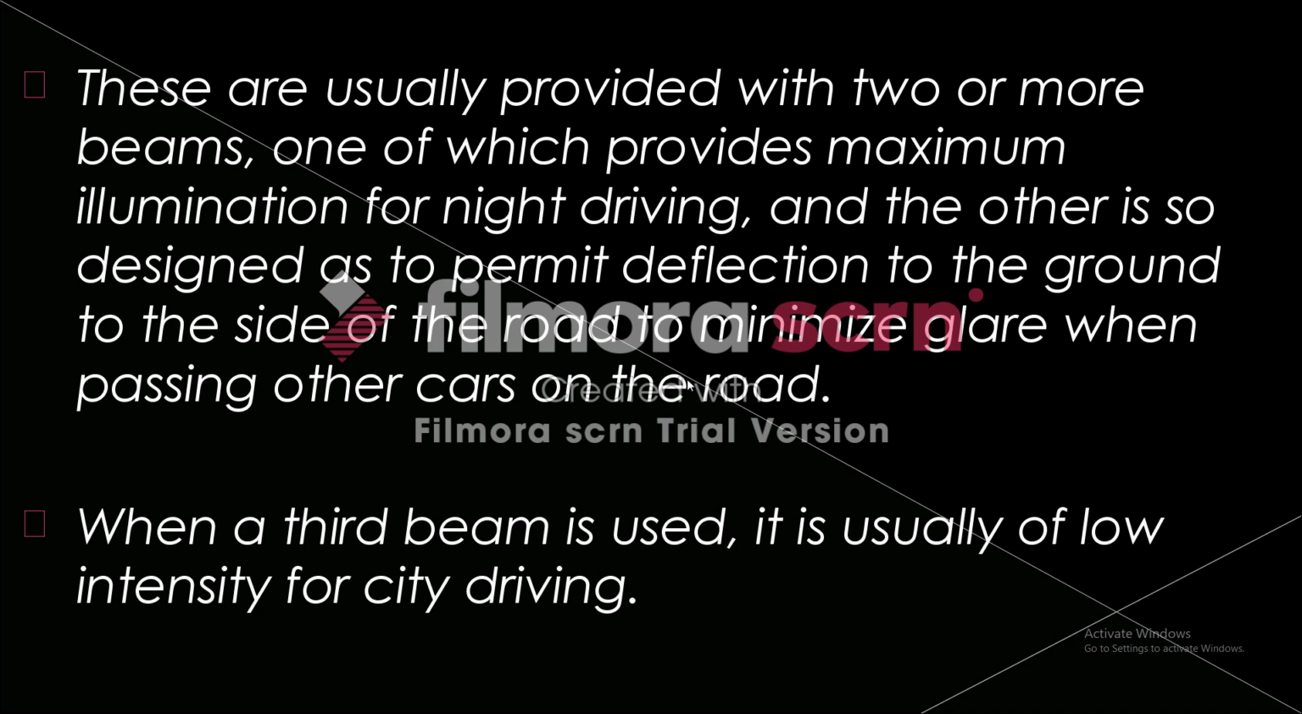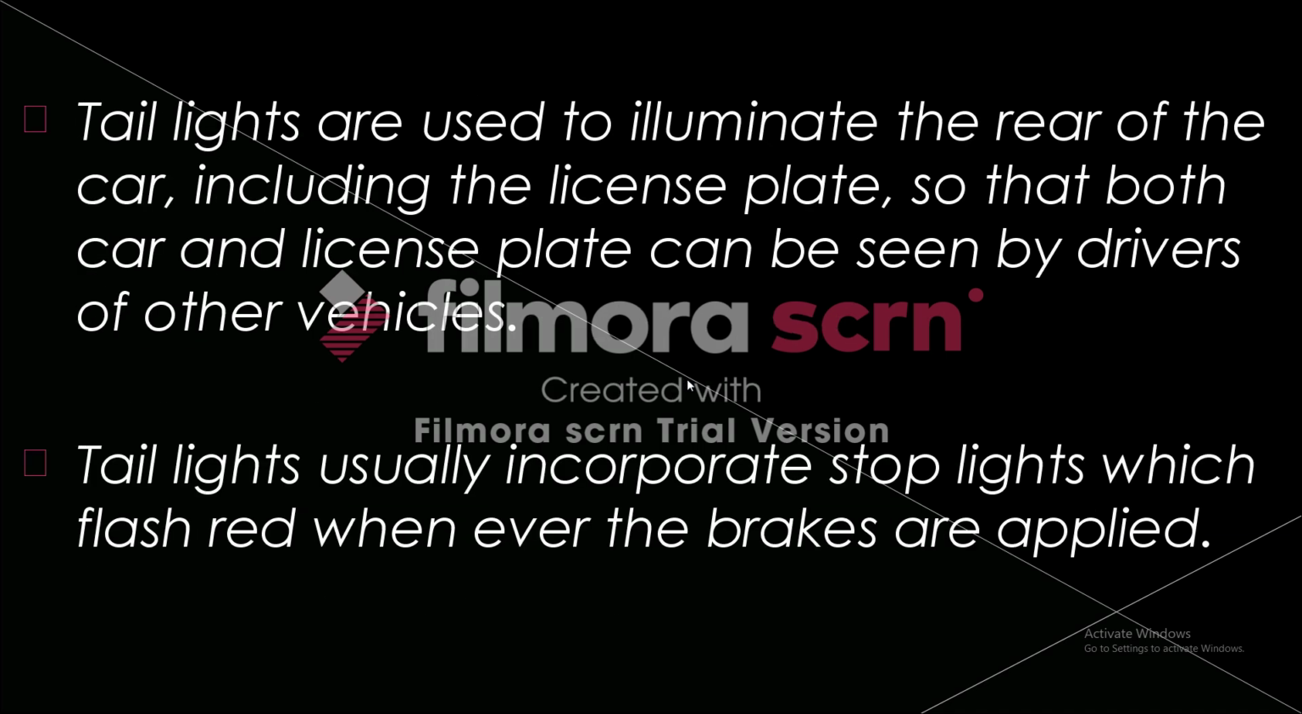These are usually provided with two or more beams, one of which provides maximum illumination for night driving and the other is so designed as to permit deflection to the ground to the side of the road to minimize the glare when passing other cars on the road. When a third beam is used, it is usually of low intensity for city driving.